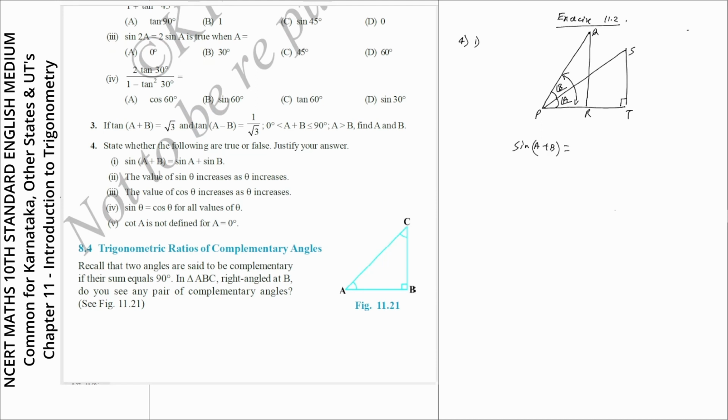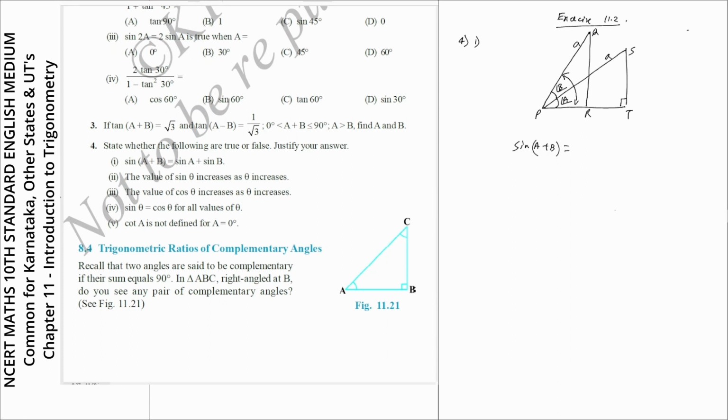So sine of A plus B. Now let PS be PQ. I'll take the diagonal as the same. Let the diagonal length be A units. So sine of A plus B is equal to opposite by adjacent, that is with respect to triangle PQR.